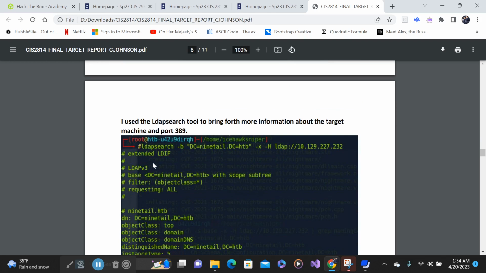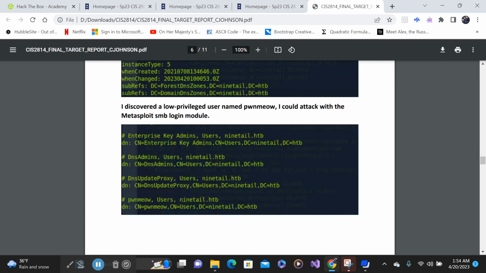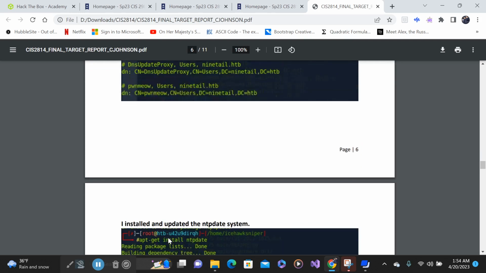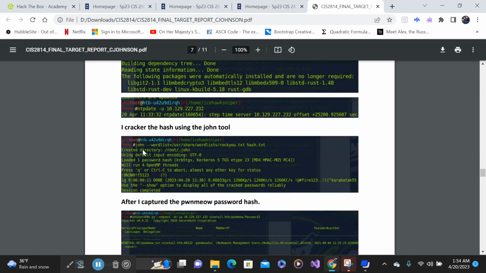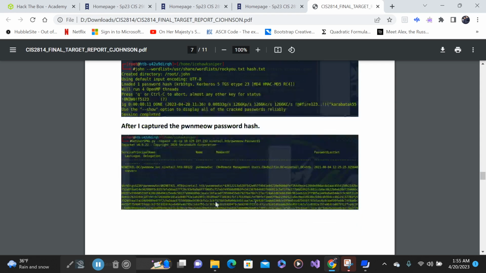Then I searched through LDAP. I found a targeted user that's usually targeted in Hack the Box. I installed ntpdate. I used John to crack a hash that I intercepted or picked up through the GetUserSPNs.